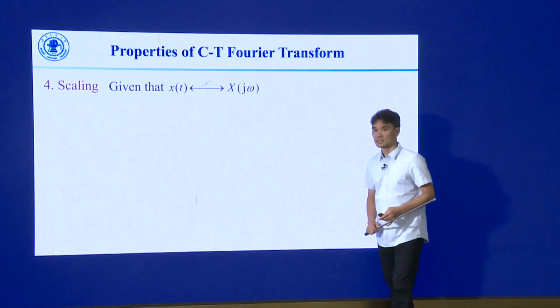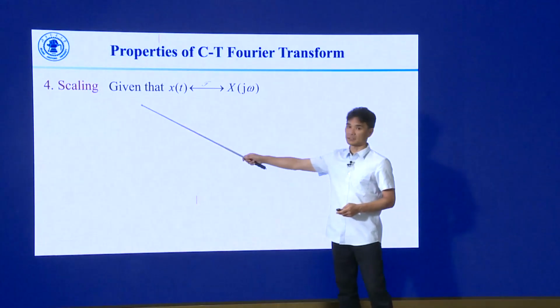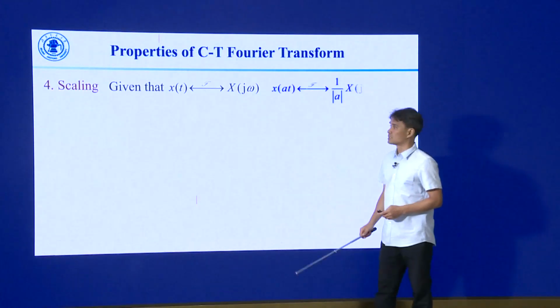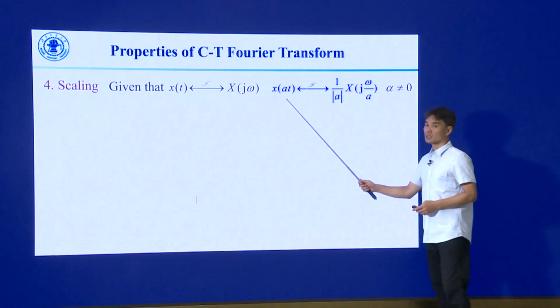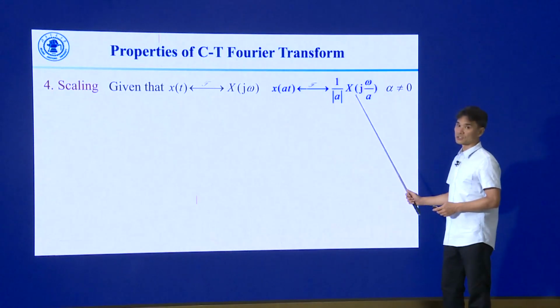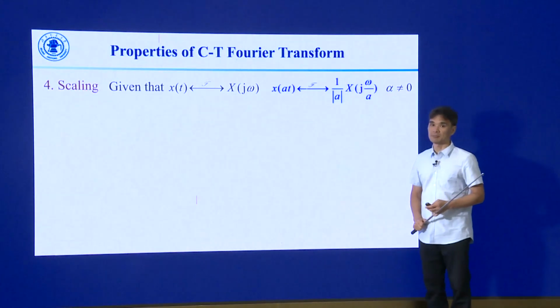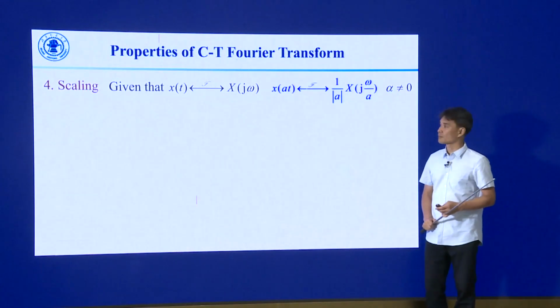The next property is scaling. Again, if this one is given, then scaling in the time domain will cause the inverse scaling in the frequency domain, and they also have some effect on the amplitude spectrum.